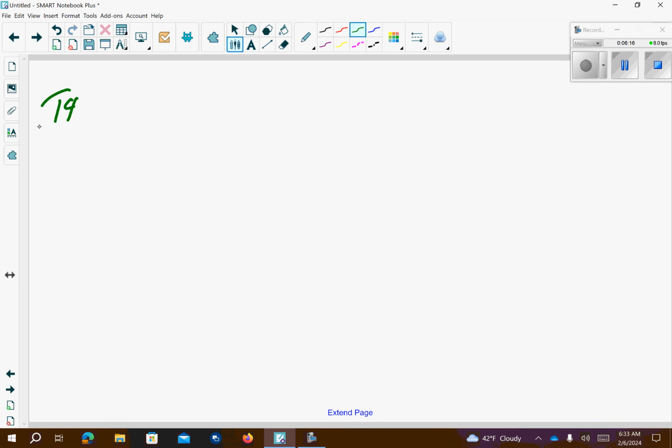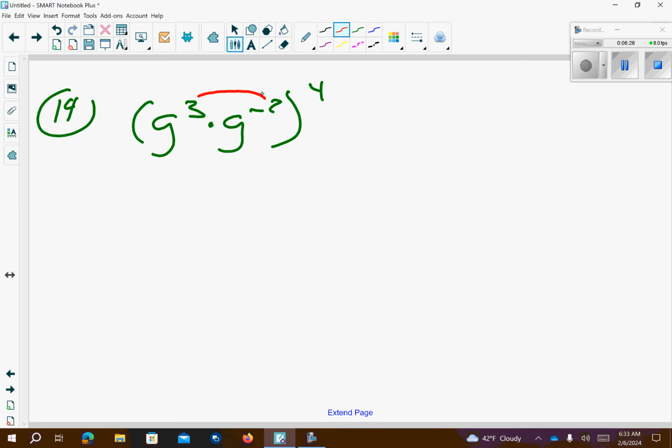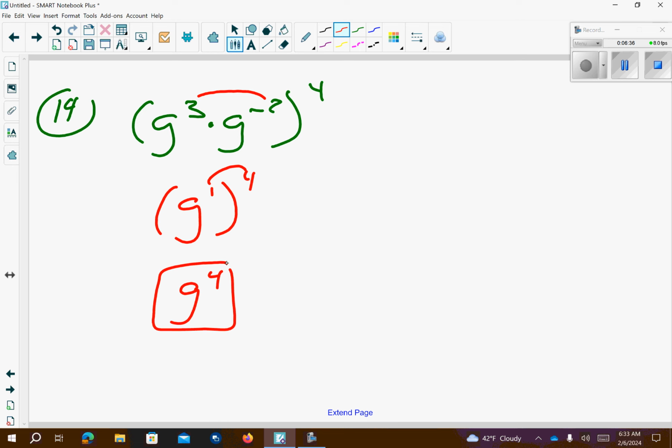Number 14, we get g to the 3rd times g to the negative 2. It's raised to the 4th. Okay, so let's combine these together. So 3 plus negative 2 is g to the 1st, but the whole thing was raised to the 4th power outside. Multiply these together. 4 times 1 is 4. There's my answer.